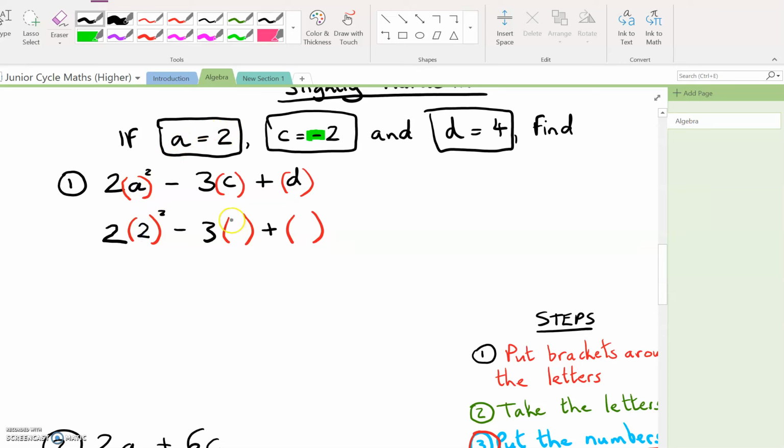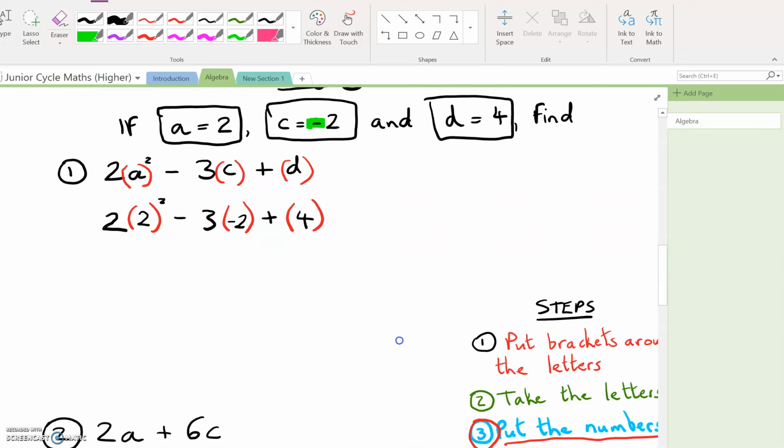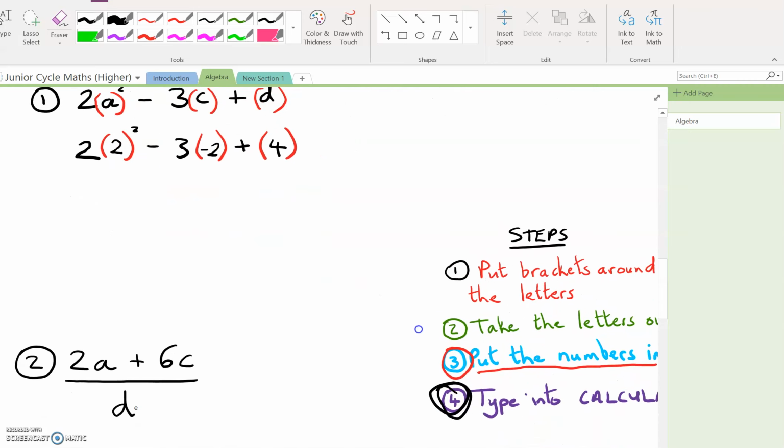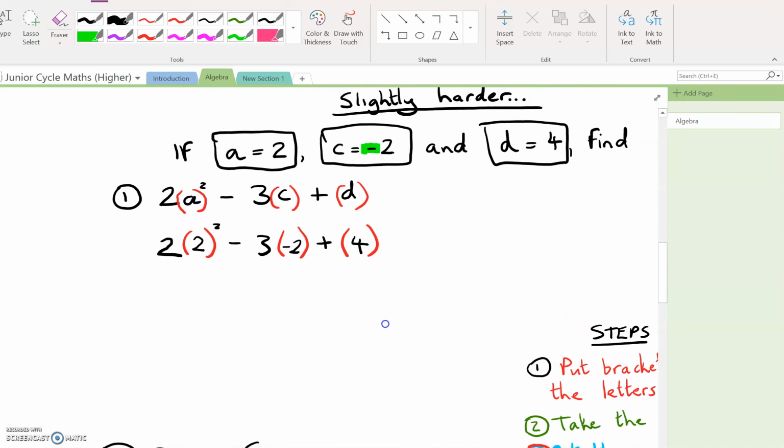What goes here? C. What's C? C is minus 2. Remember, it's a minus number, so I've got to put a minus 2 in there. And what goes here? D. What's D? 4. So I've got to put the 4 in there. Okay? And then the last step is type into the calculator. This is the easiest step of the whole lot. Got to type this into the calculator.